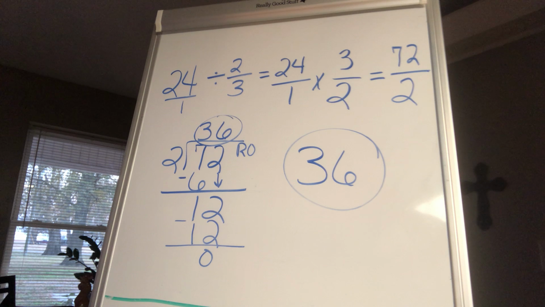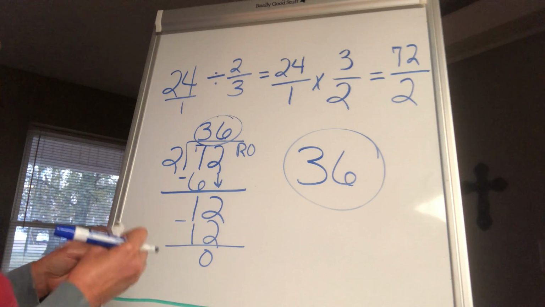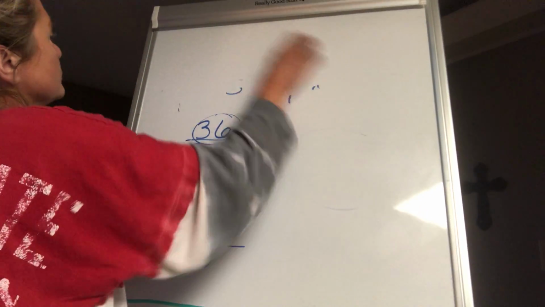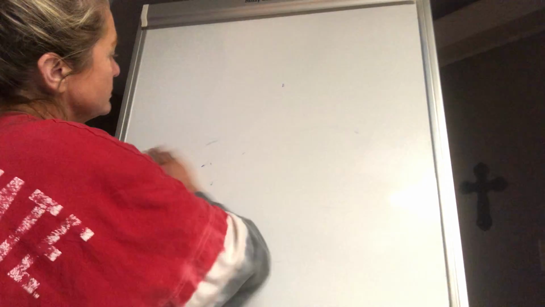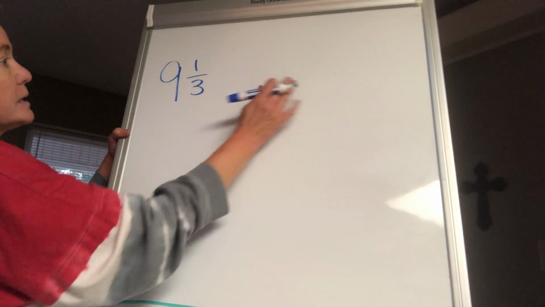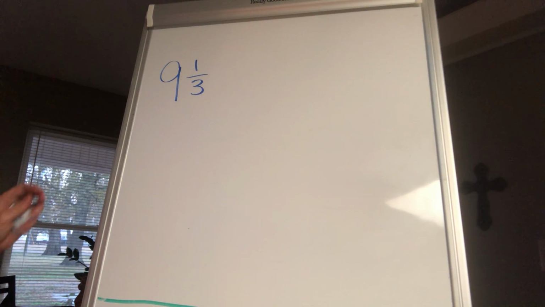Okay, number 5. Lucy bought 9 1/3 pounds of blueberries from the farmer's market and placed them in equal quantities in 7 bags. How many pounds of blueberries does each bag hold? Okay, so she had 9 1/3 pounds of blueberries all together, and she divided that up into 7 different bags.